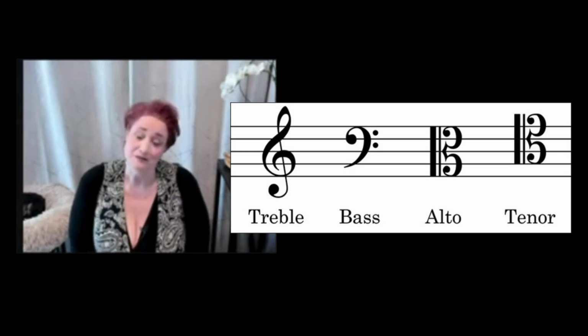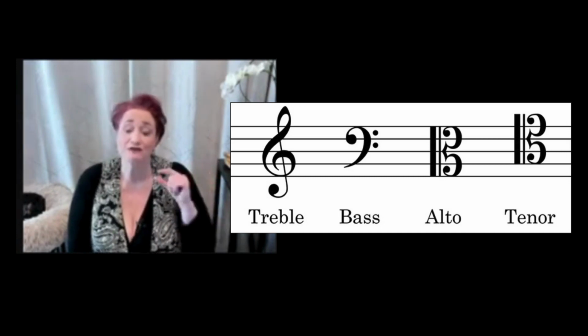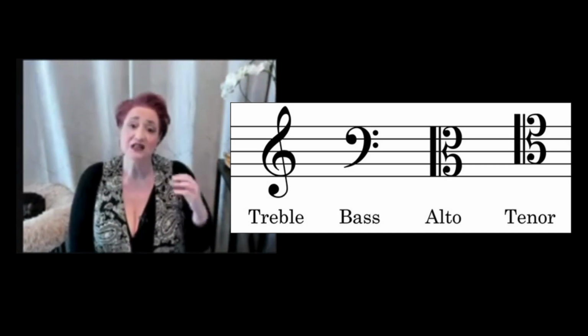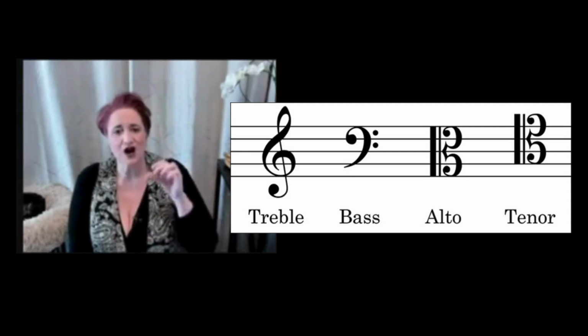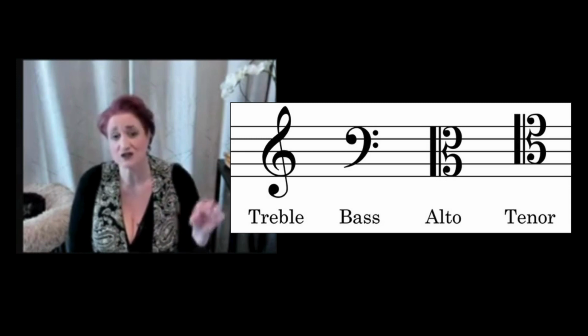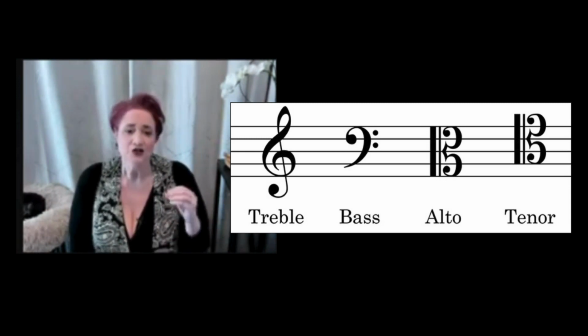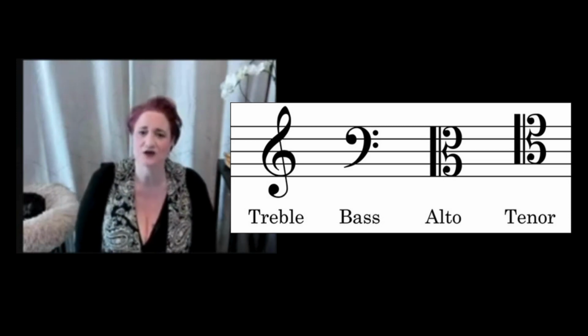A clef is a symbol that appears at the beginning of every staff of a piece of music. And the clef indicates what pitches are represented by the 5 lines and 4 spaces of the staff. So you can see that there are really 3 types of clefs here in this image.